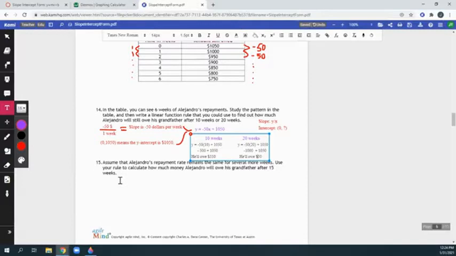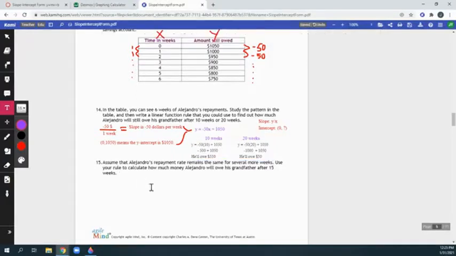Okay, we're going to assume that the rate remains the same. Use your rule to calculate how much money Alejandro will owe his grandfather after 15 weeks. Notice it'll be somewhere between 6 weeks and 15 weeks, so it'll be in the $200 to $300 range, right? Okay, so let's find out. Actually, I think it will be $300. You can figure that out right here if you want to be fancy, but we're going to use our formula.